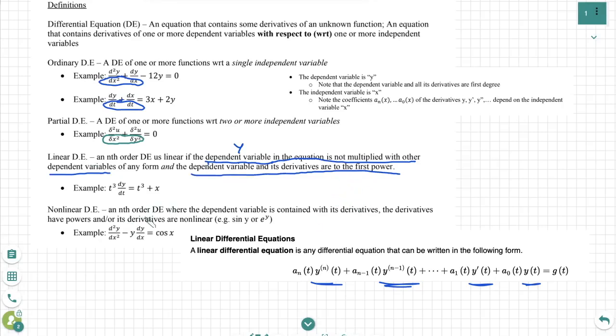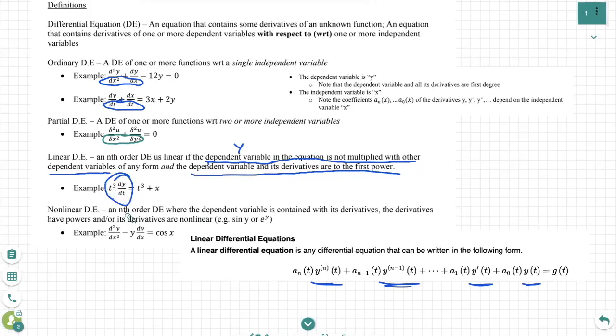So if we compare these two. This one's okay. This is a linear differential equation because it's got dy dt on its own, and then it just has some other function that goes along with it. Notice that this one is nonlinear because it's got dy dx, but it's multiplied by a y as well. So you can't have these two together. In other words, you can't have y terms together in the same term. You can only have the dependent variable by itself per term, and then it's multiplied by some function in terms of t.